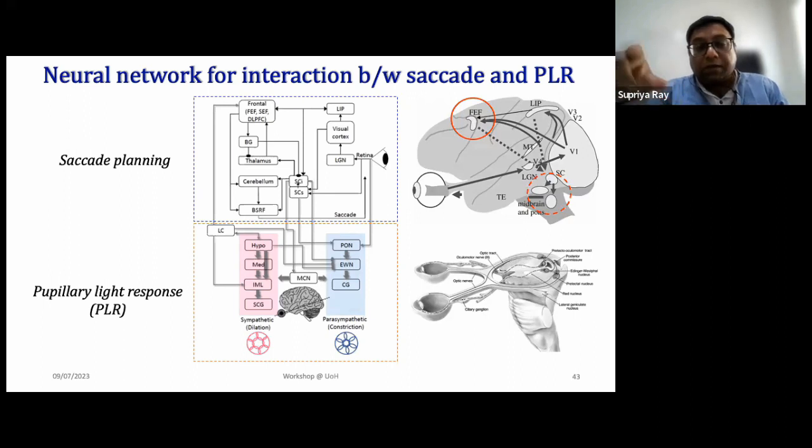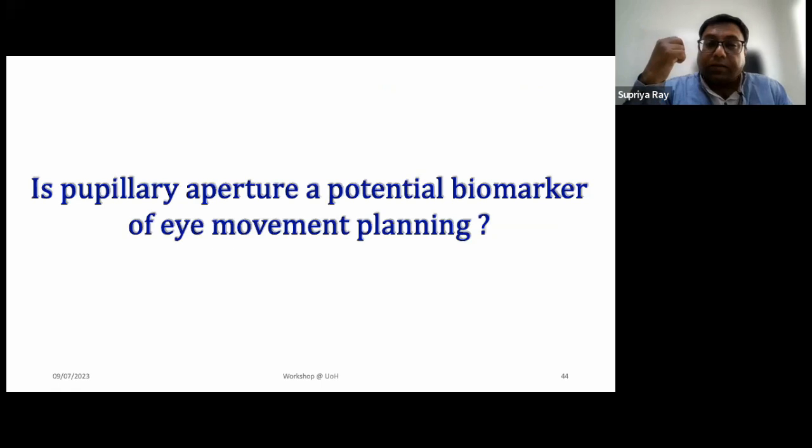Because of this anatomical connection, these two networks, the upper one corresponds to saccade planning, the eye movement planning, and the lower one is more related to the pupillary light response. Given that there are anatomical connections, one can hypothesize that saccadic planning may influence the pupillary light response. And that is what we studied. We asked the question: is pupillary aperture a potential biomarker of eye movement planning?